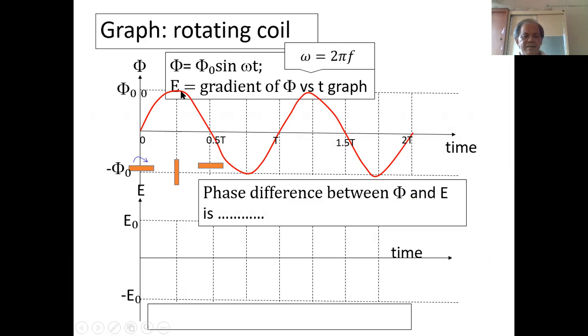And then EMF induced is just the gradient of the phi versus t graph. That's all. Right? You don't want to differentiate. You just take the gradient. Take the gradient. This is 0. That's why 0. This is maximum. Right? It's there. Right? This is negative. So it becomes positive.